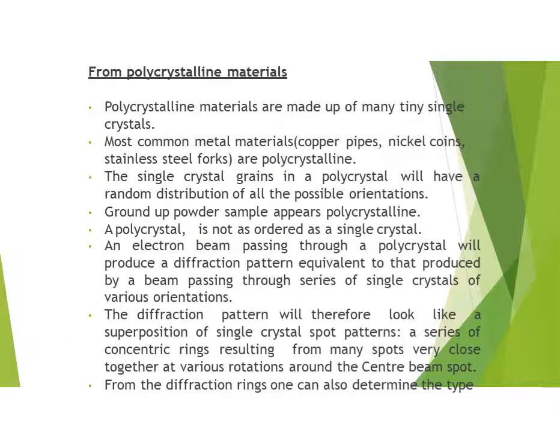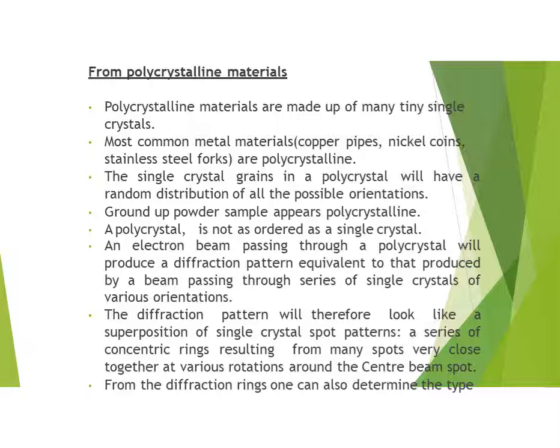After the discussion of single crystal material, let us discuss the pattern formation for polycrystalline material. Polycrystalline materials are made up of many tiny single crystals. Most common metal materials like copper pipes, nickel coins, or stainless steel forks are polycrystalline. The single crystal grains in a polycrystal will have a random distribution of all the possible orientations. Ground up powder samples appear polycrystalline. A polycrystal is not as ordered as a single crystal.